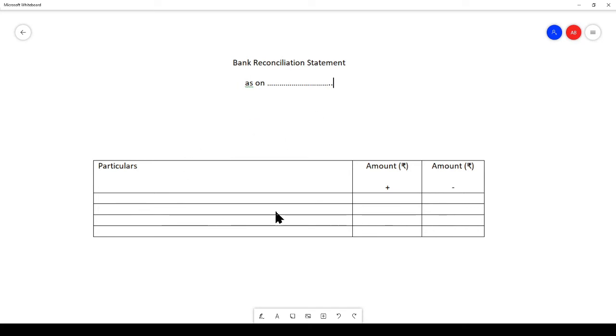Next, let us look into the table. On the left hand side is the particulars column. On the right hand side we have two amount columns. The first one is the amount rupees for adding the amount which we want to add. We are going to write in this column, and the column towards the right hand side is the amount rupees, that's for the amount which we want to deduct, that is amount rupees minus.